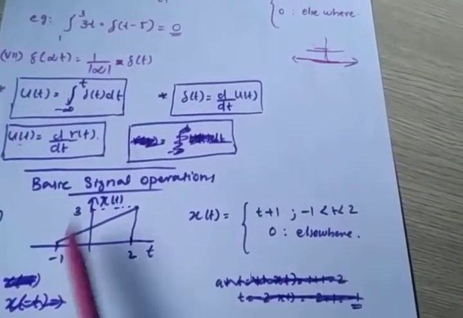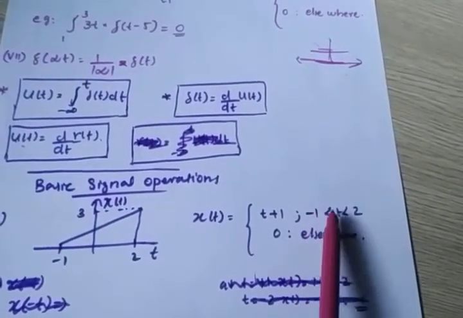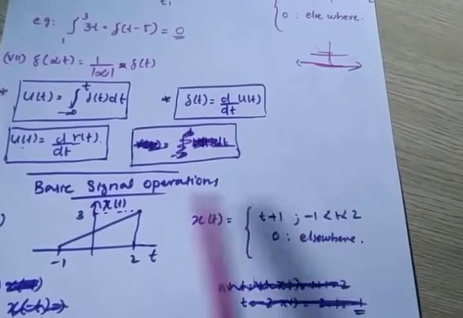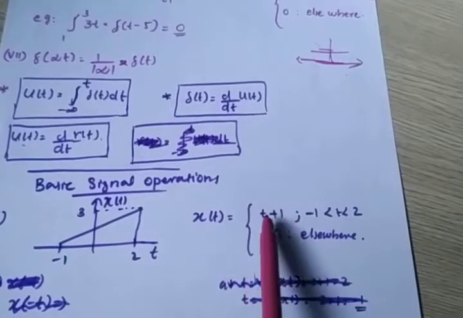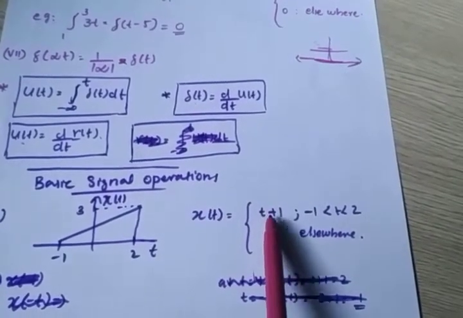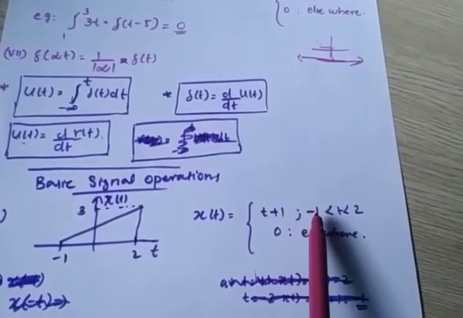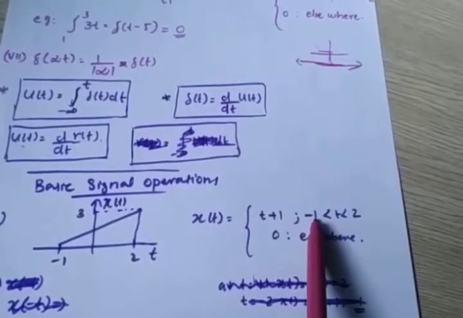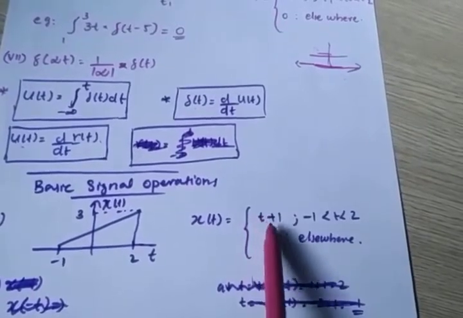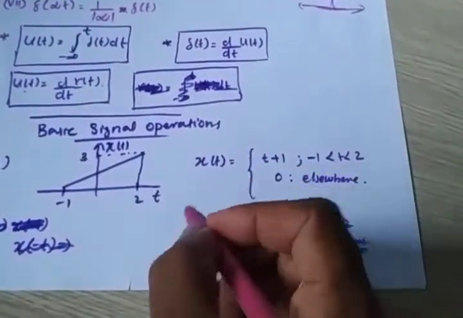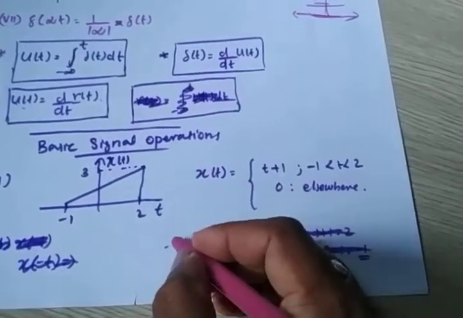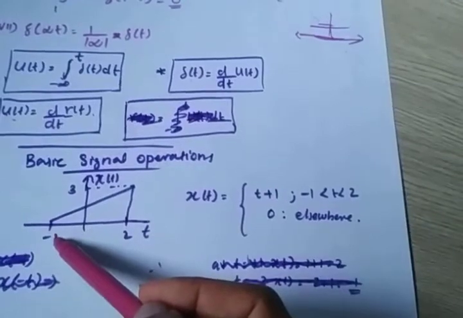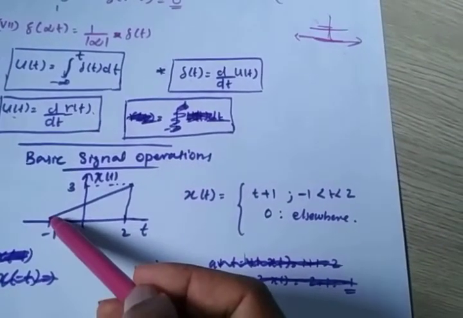Now, how to write the amplitude here? t lies between -1 and 2. So what is the value at -1? x of t is t plus 1. You put the first value: instead of t, you put -1. So -1 plus 1 is 0. That's why the amplitude at -1 is 0.